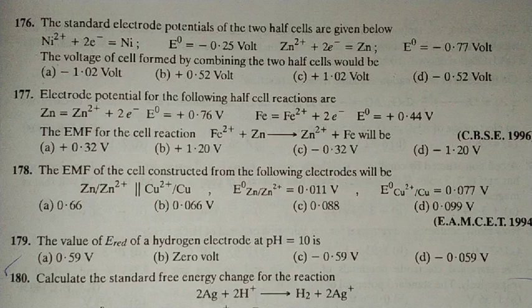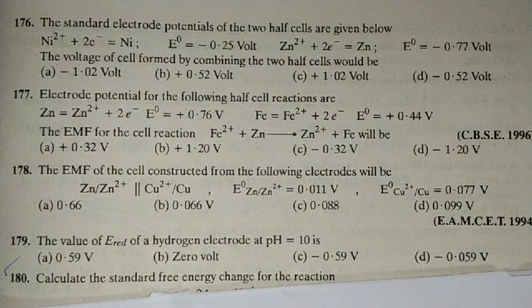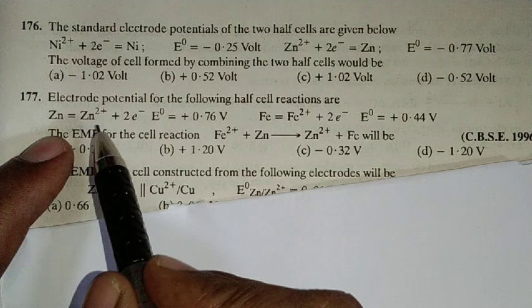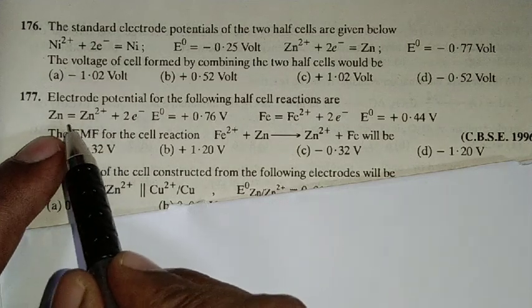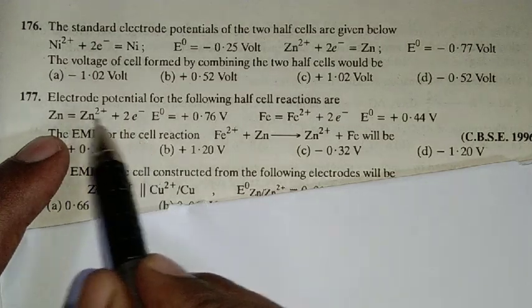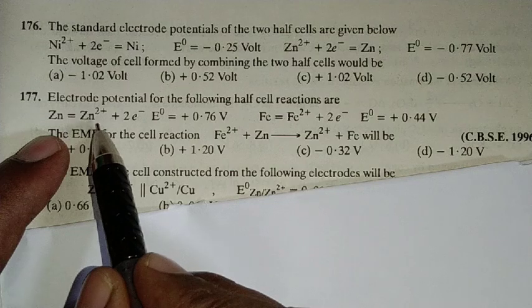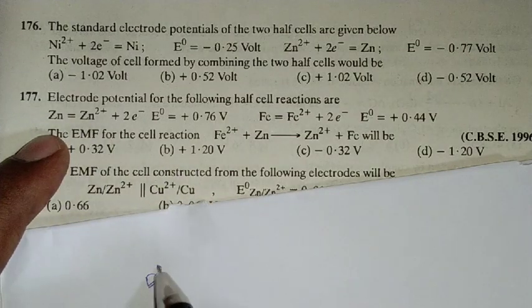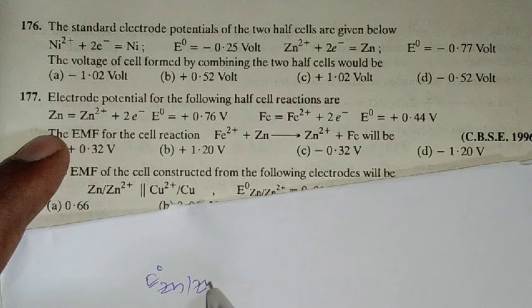Electrode potentials for the following half cell reactions are given. Before solving these kinds of numericals, first observe whether they are given SRP values or SOP values. Here, if you observe, Zn equal to Zn2+ plus 2 electrons, nothing but Zn to Zn2+, this is an oxidation reaction. That means E naught of Zn/Zn2+ equal to plus 0.76 volts is given.